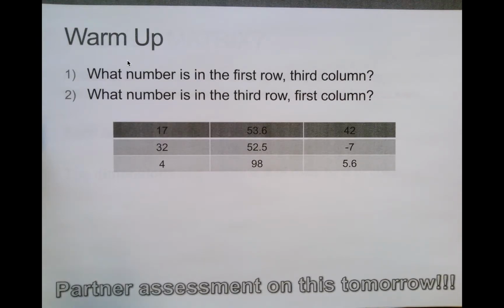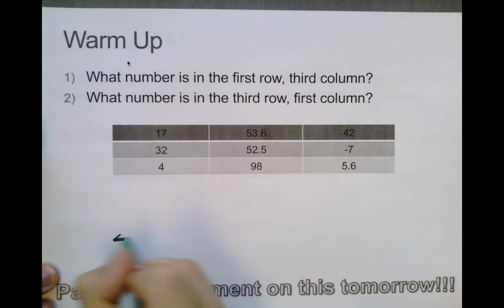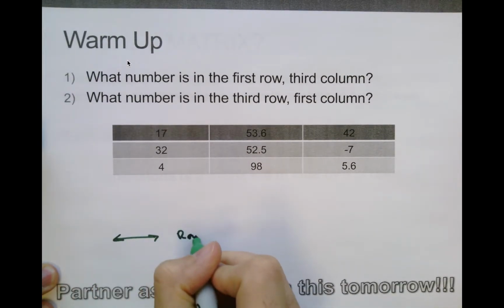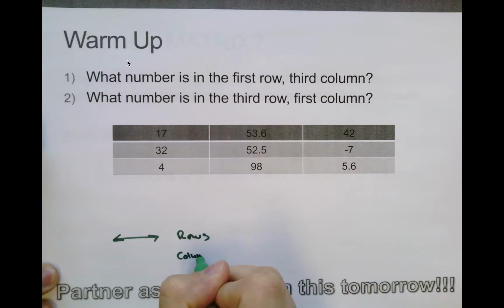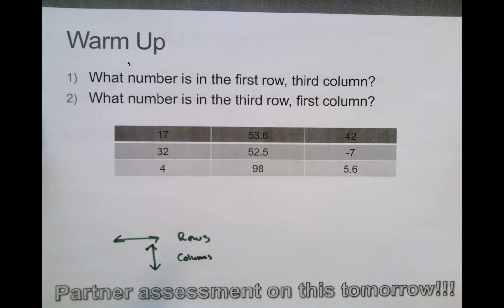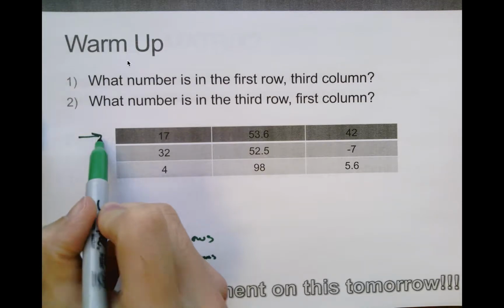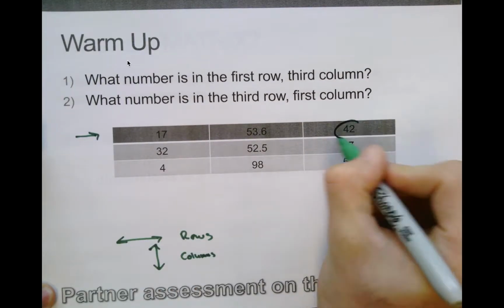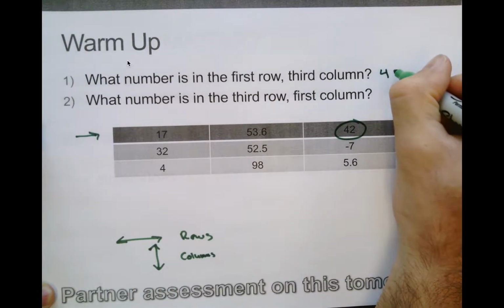First, we're looking at rows and columns for everything that we're going to work with today. Remember, rows go left and right, and columns are going to go up and down for all of these. Now, the first question is saying identify the number in the first row, third column. So my first row would be here, and in the third column, that number should be 42.